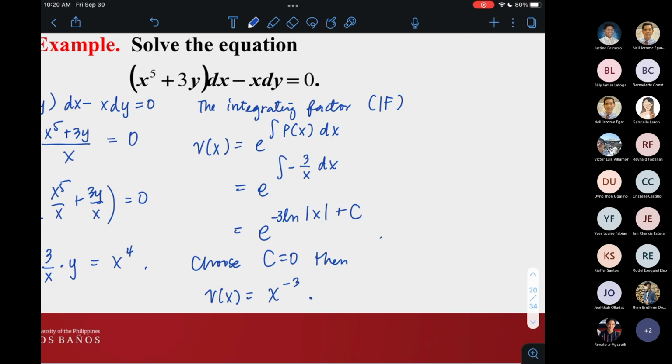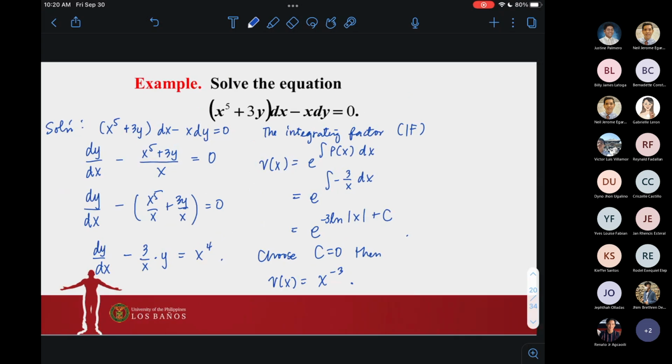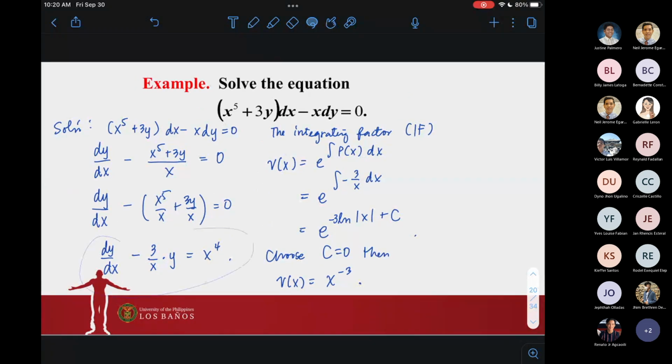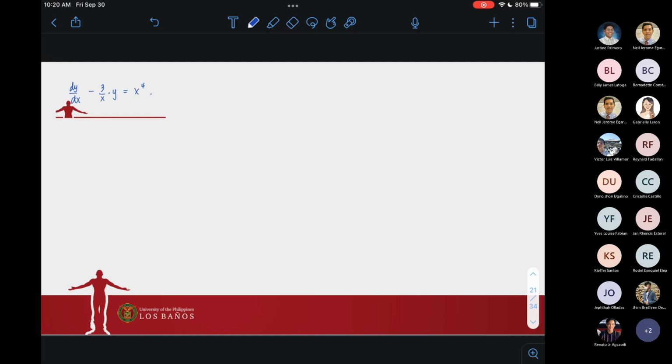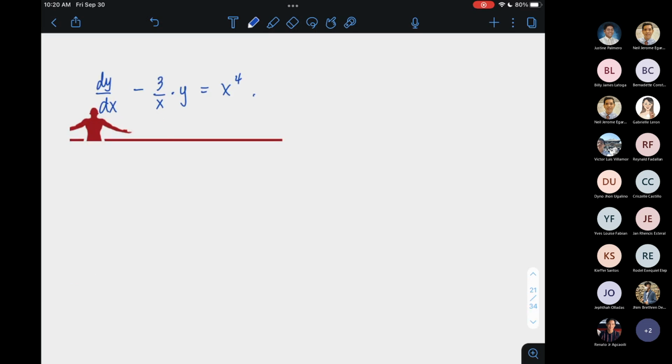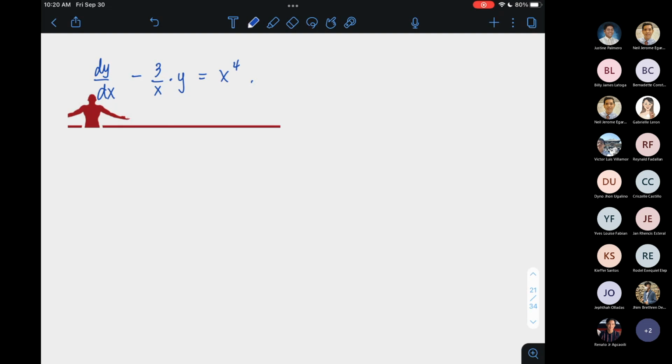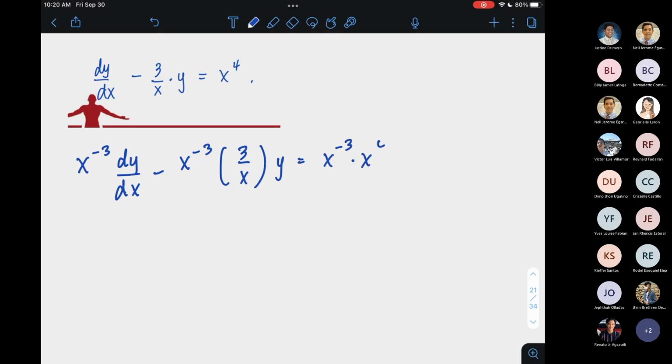I hope it is. Now, having computed the integrating factor v, I'll multiply both sides by the function v. So we'll have our ODE. Okay, next page. I'll copy this. I'll multiply both sides by the integrating factor. The integrating factor is x to the minus 3. So I'll have x to the minus 3 dy over dx minus x to the minus 3 times 3 over x y equals x to the minus 3 times x to the 4th.